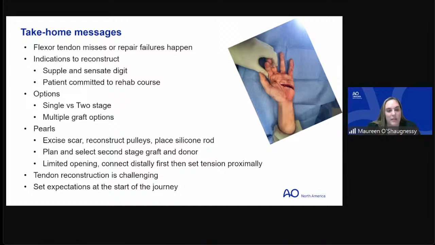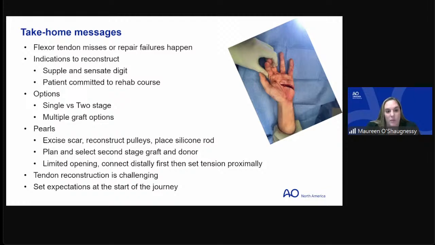So just some take-home messages: flexor tendon misses happen. Repair failures are lower, 4% we see in the literature, but they can happen. The indications to reconstruct, we know, are a supple and sensate digit and a patient committed to the rehab course. You can do a single or 2-stage reconstruction, depending on what we've talked about, the different factors and multiple graft options. It's important to know all of them, or many of them, so that you have multiple options.